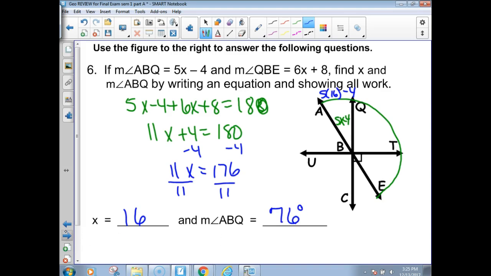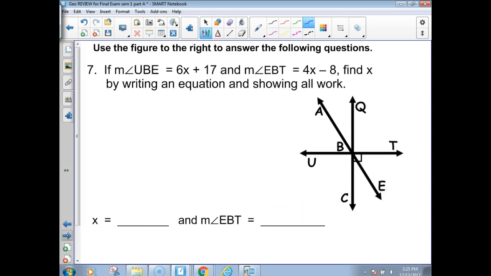Okay, everybody who needed to correct that, have that done? Or got it now? All right.